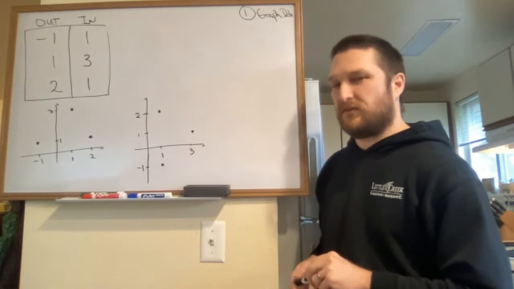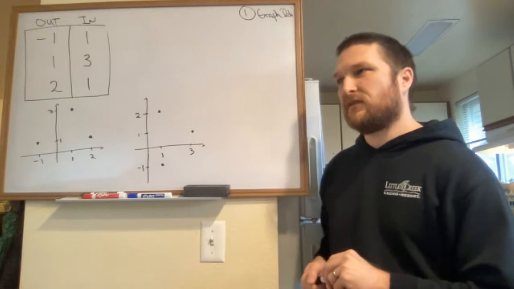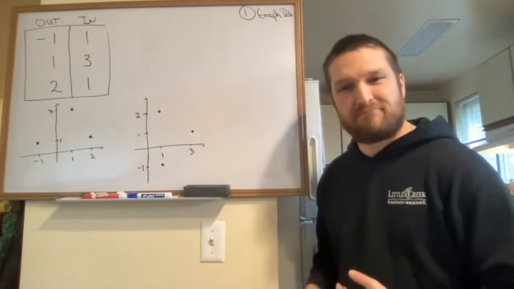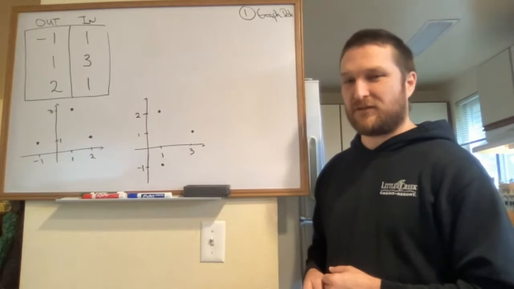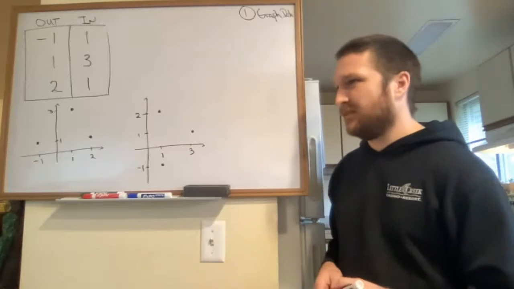If you're not 100% sure, a function has to pass a certain test, or the graph of a function has to pass a certain test.